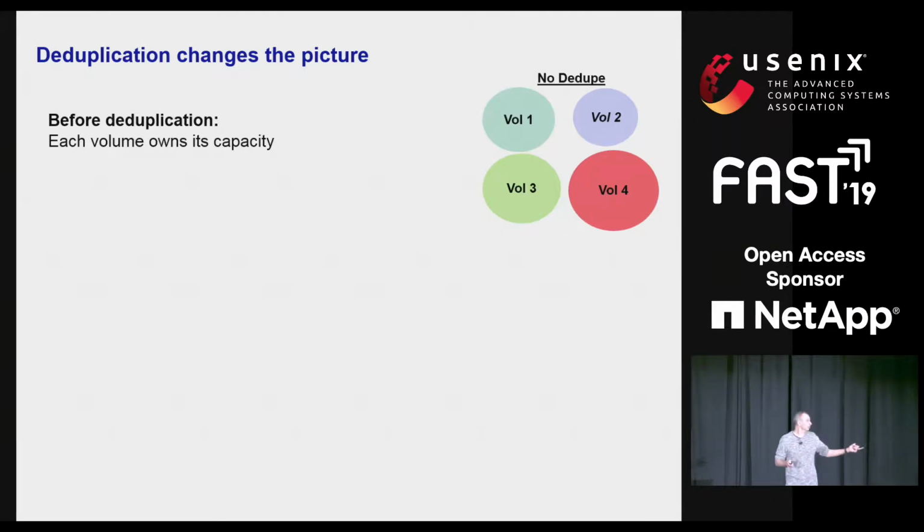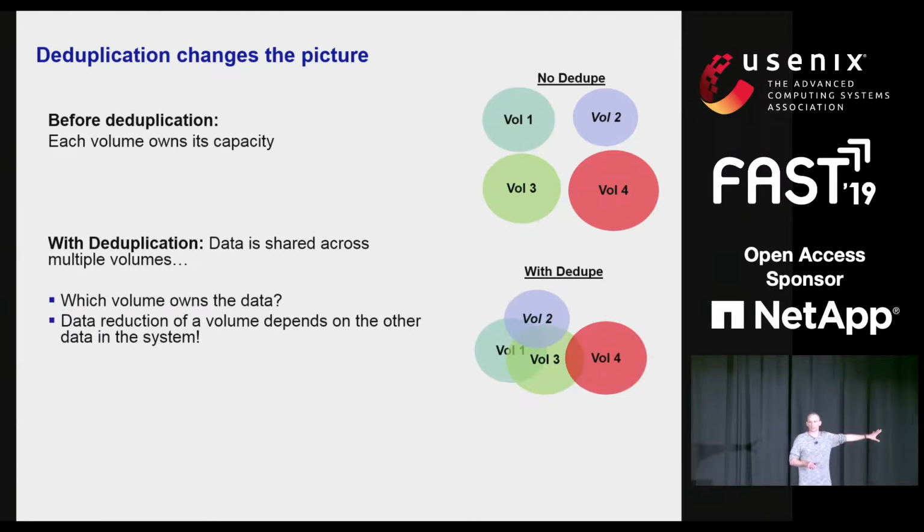With deduplication, the world looks very different. So there's a big mess there where data is being shared between various volumes. So who is the owner of the data? And basically, the data reduction of a volume is no longer dependent on the data of the volume. It's dependent on the data of the volume and all of the other data in the system. So it's a much more complex problem.